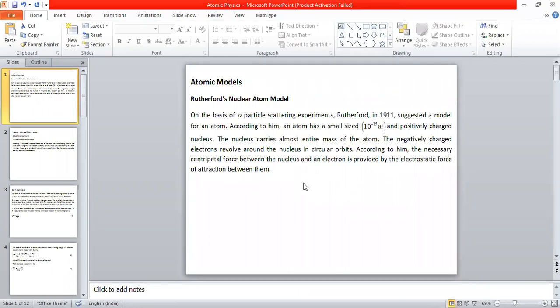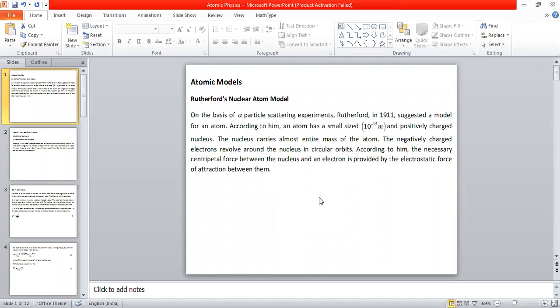Okay, so based on those experimental results, he concluded in 1911 that each and every atom consists of a central part, core part, massive part, and a positively charged part. This core part, central part, massive part, or positively charged part, he called the nucleus.